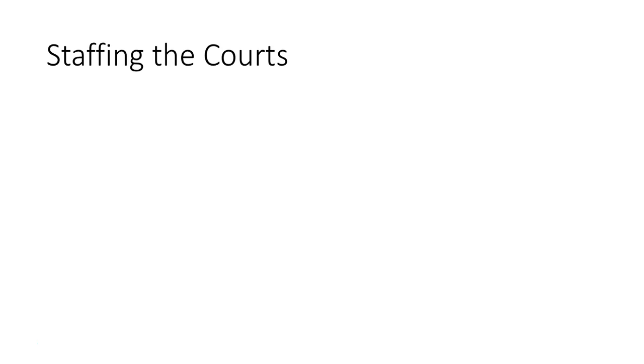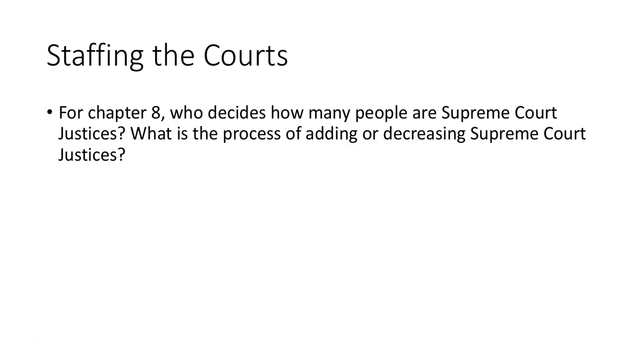So again, to recap the staffing of the courts, who decides how many people are Supreme Court justices, the process for adding or decreasing, that's purely congressional power. It is up to Congress to make that decision. Now, oftentimes the president has to go along with it because it becomes a law setting the number of Supreme Court justices. But essentially, it is a congressional power with the president signing off.